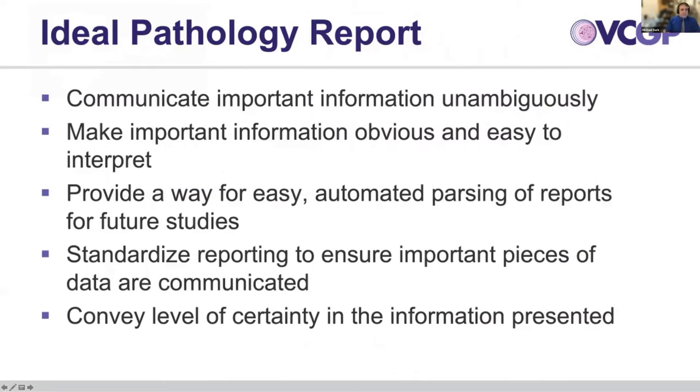So I want to start by talking about what is an ideal pathology report. Our goal as pathologists is to communicate important information unambiguously to our clients, to make important information obvious and easy to interpret. Although many of us, myself included, are experts at making information obscure and tricky to find. Ideally, a path report would provide a way for easy automated parsing of reports for future studies so that we can take the information that we generate and apply it to future work. Ideally, we'd standardize reporting to make sure that important pieces of information are communicated, that we don't forget anything, and that it would convey a level of certainty in the information presented.